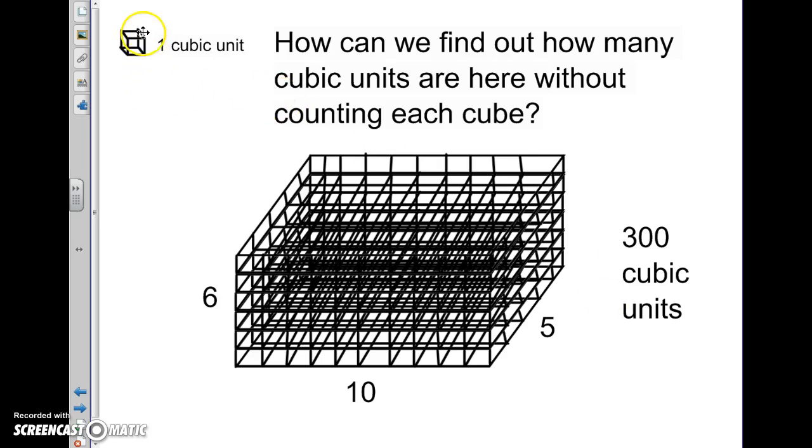Okay, so we'll take a look at that tomorrow and see if we can find a connection and see what other strategies we can use to solve for volume of rectangular prisms.